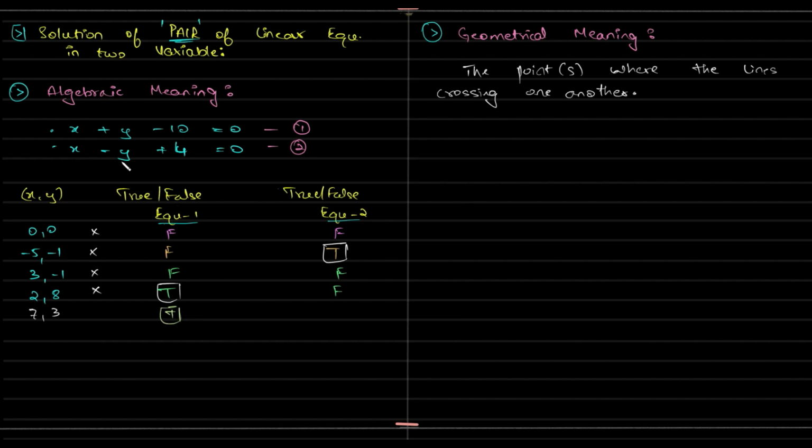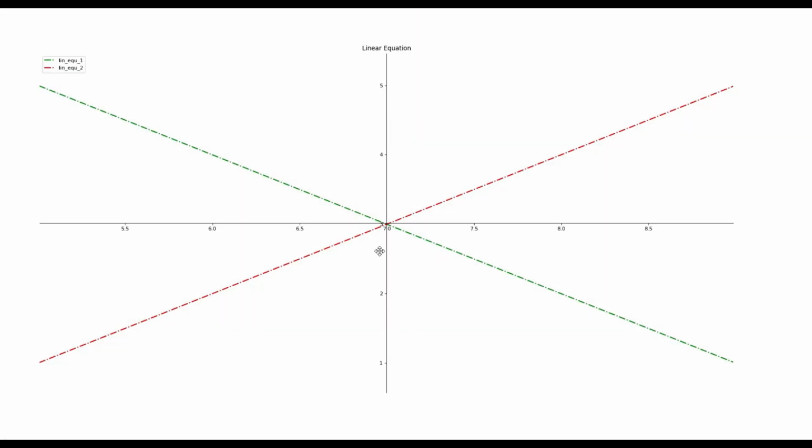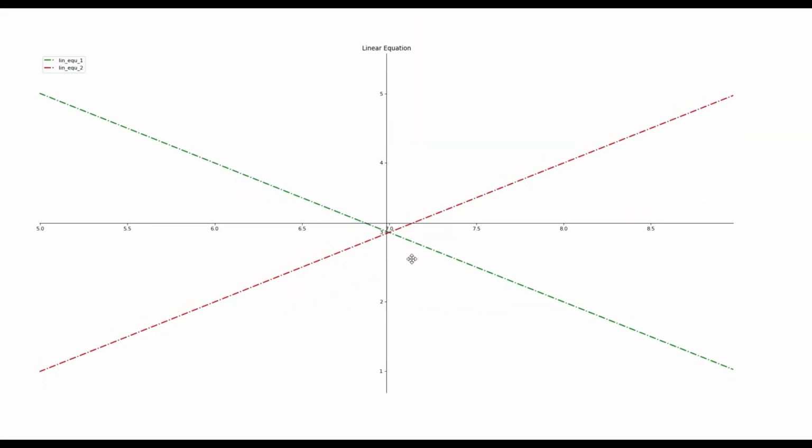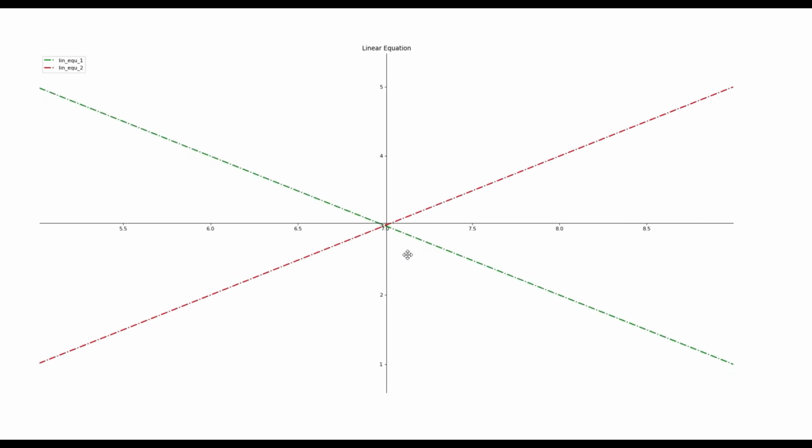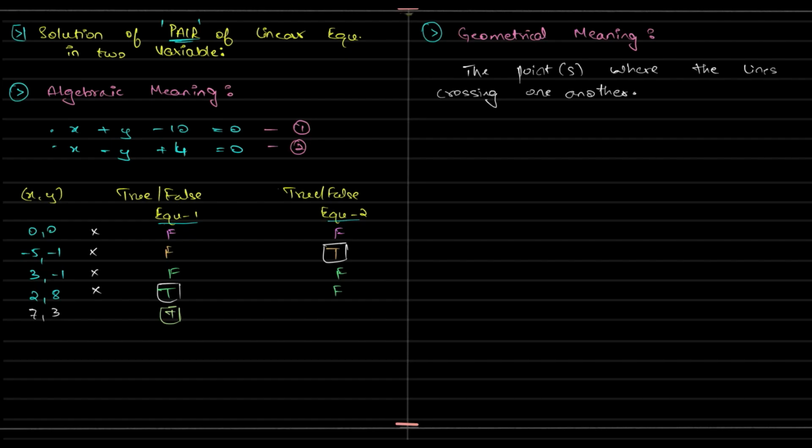7 minus 3. Sorry, wait. Am I reading it wrong? Oh yeah, I was reading it wrong. It is 3 and 7. So 3 minus 7 is minus 4. Minus 4 and plus 4 is 0. So here too we have a true statement.